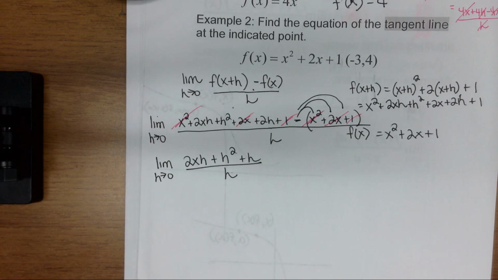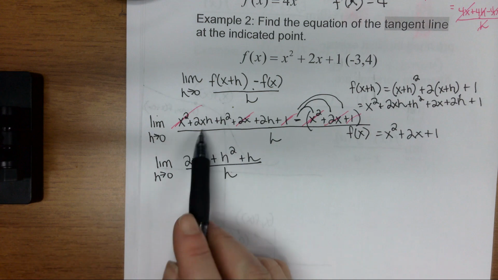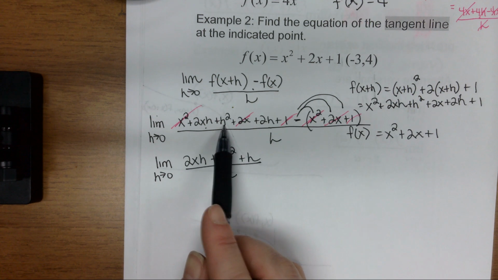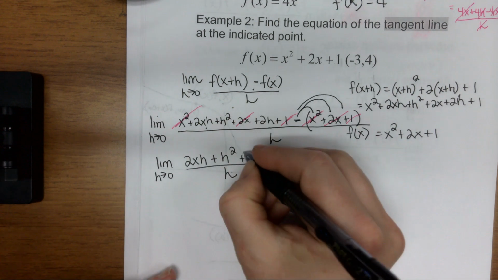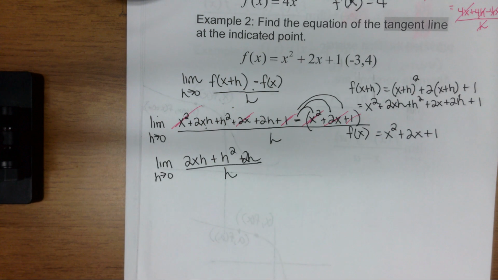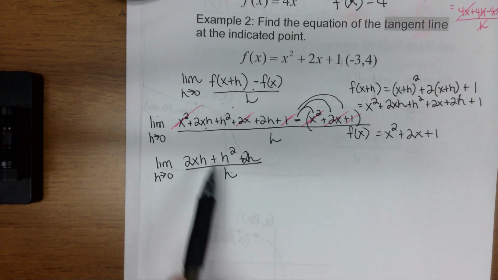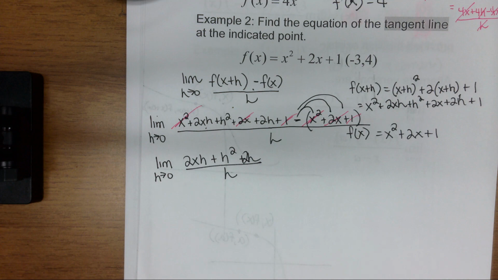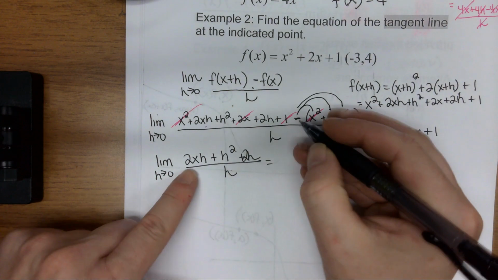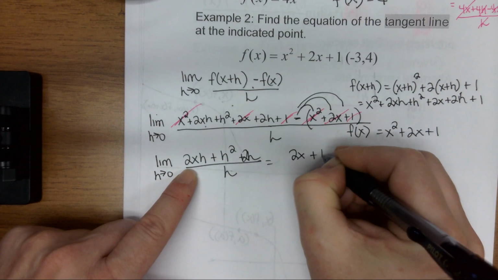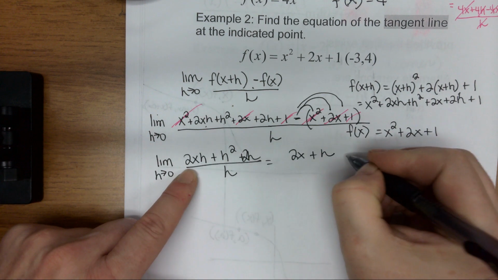I got 2h, 2xh plus h squared plus 2h, sorry. Is that right, Richard? Mm-hmm. All right, now what? The h is canceled. Divide everything by h. 2x, I still have a plus h, plus 2.